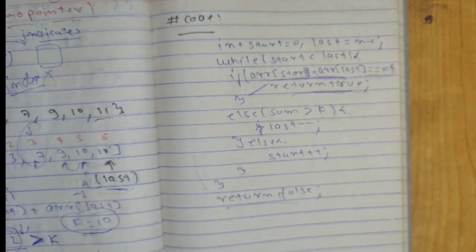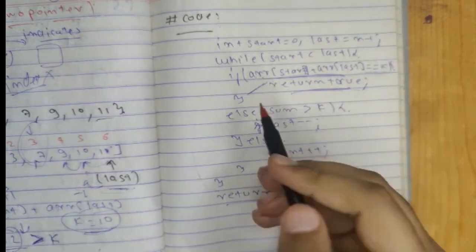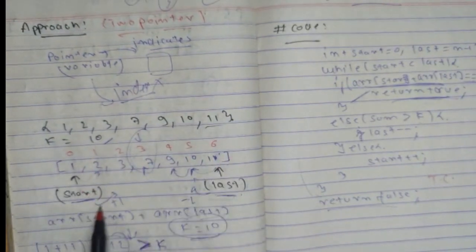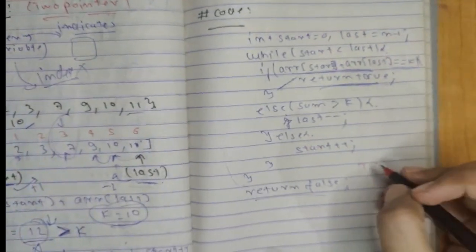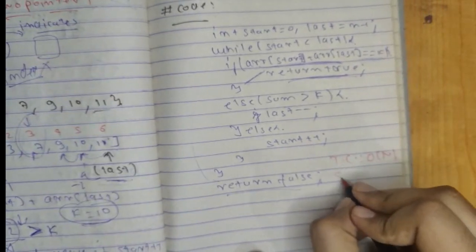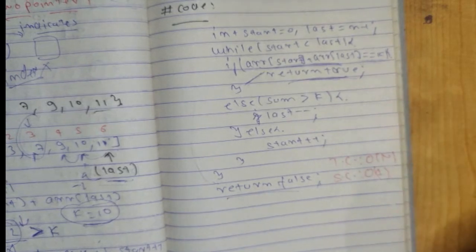So what is the time complexity of the solution? Let's discuss that. There is only one loop, and it's moving in a linear fashion. So our time complexity will be order of n, and our space complexity will be order of 1, since we are not using any extra space.